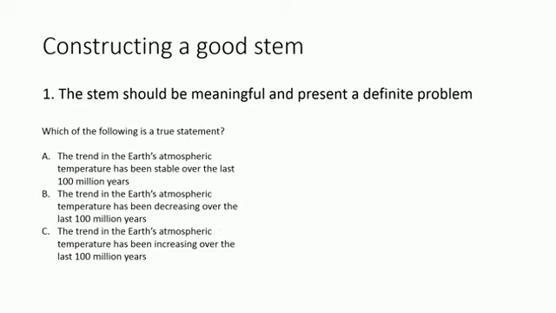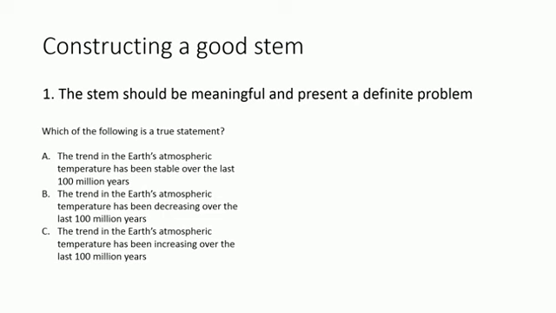Here's a multiple choice question. Which of the following is a true statement? And you're given some alternatives. The trend in the Earth's atmospheric temperature has been stable over the last 100 million years. The trend in the Earth's atmospheric temperature has been decreasing over the last 100 million years, and so on. Look at the stem. Which of the following is a true statement? Well, it could be referring to anything. So it's not really meaningful and doesn't present a definite problem.